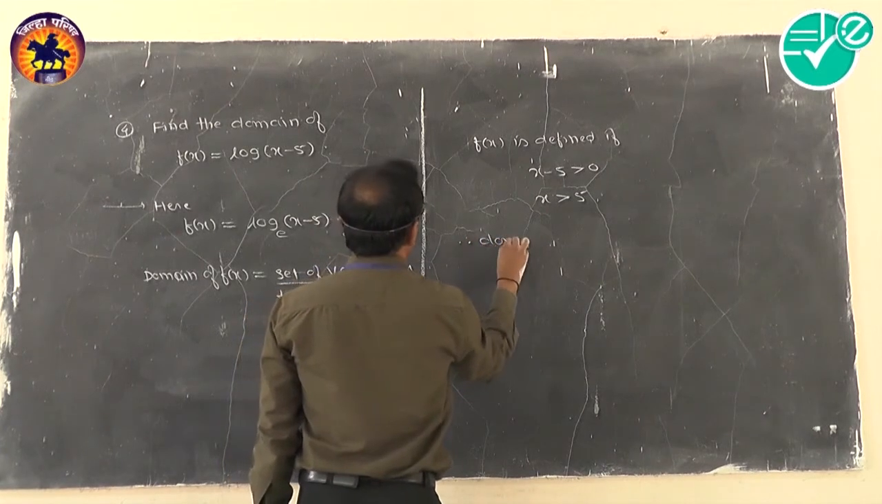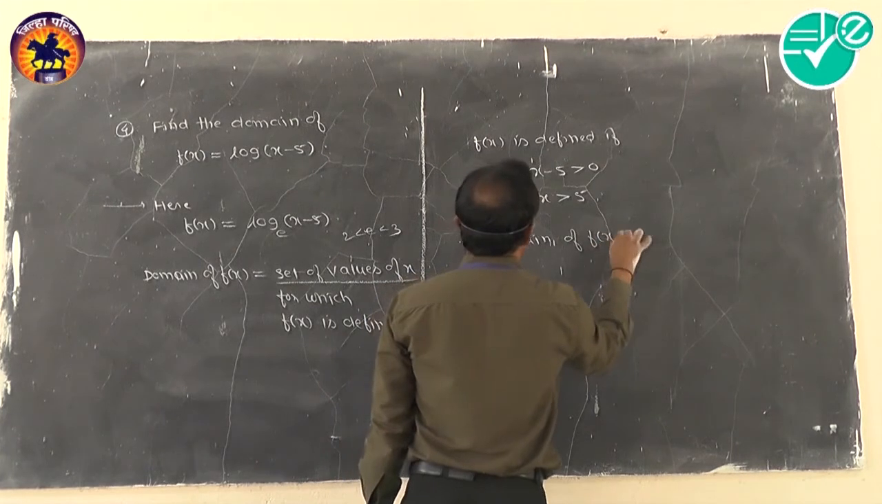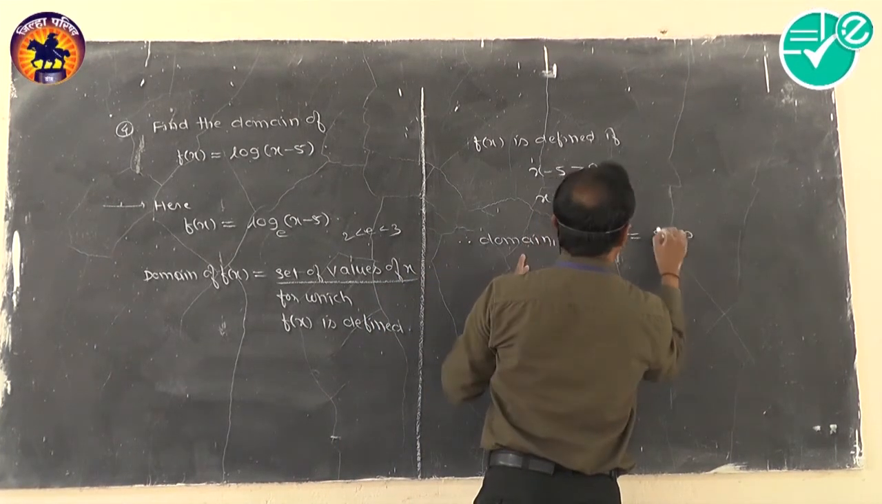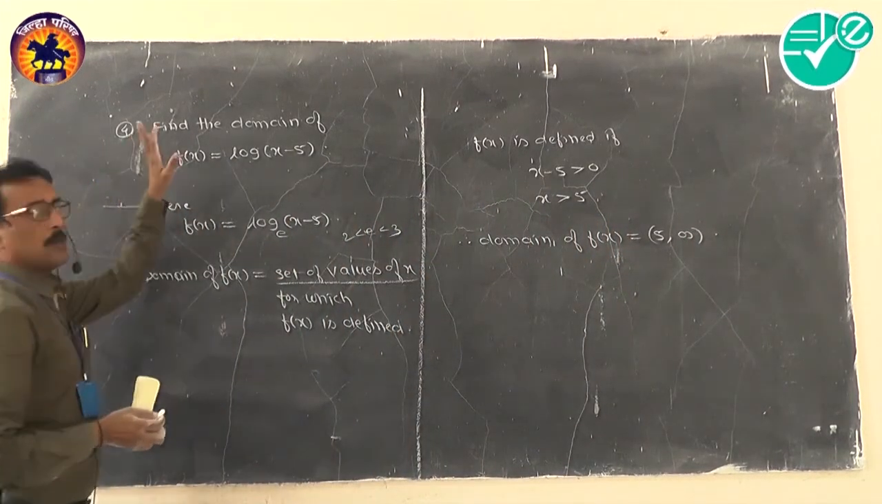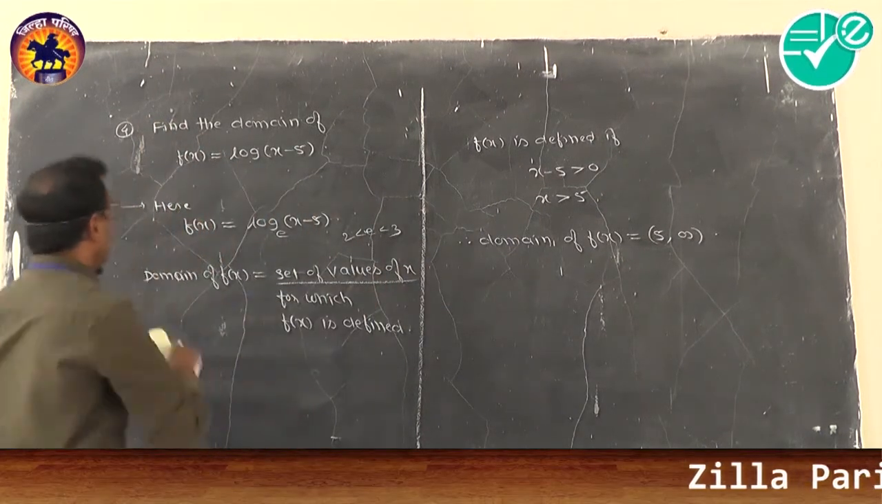So what is domain of the function? This is domain of the function. Actually, domain of f of x means all numbers greater than 5, means 5 to infinity. I think problem is solved. So what is the domain of the function? If it is asked question, then domain of such a function is 5 to infinity.